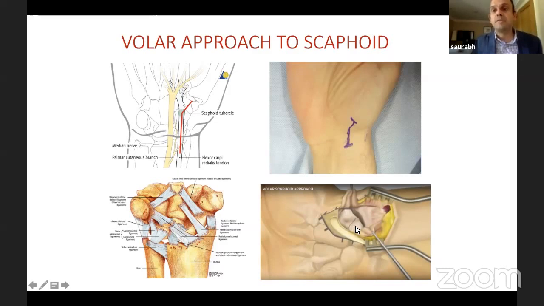You can see those four x-rays, which I will show you many more of as we see some examples. And once you've centered your wire in all four views, then you can measure your screw and put your screw in.